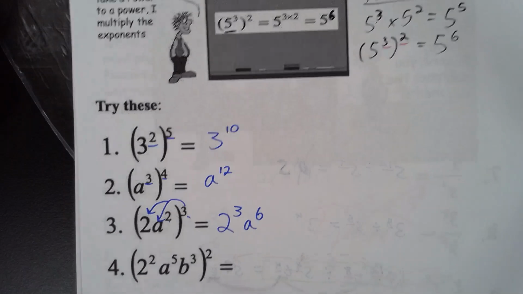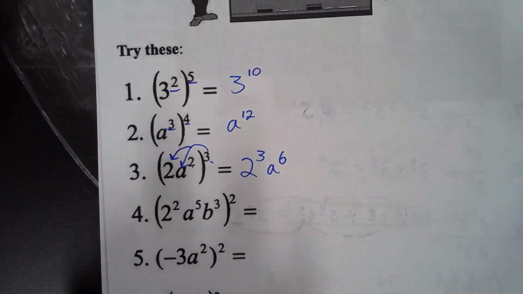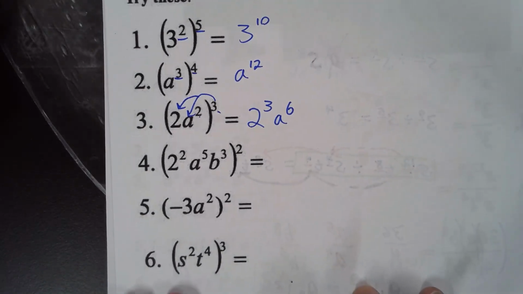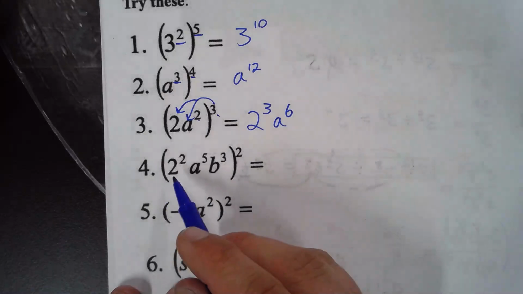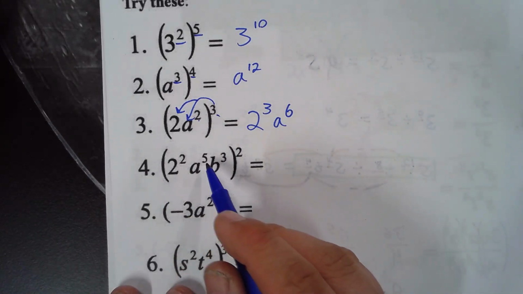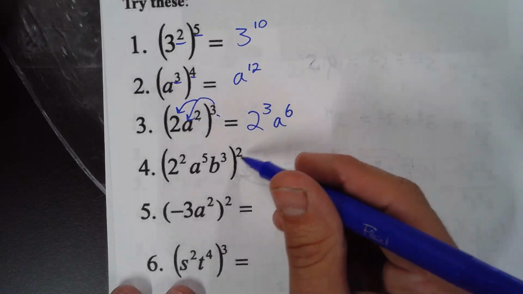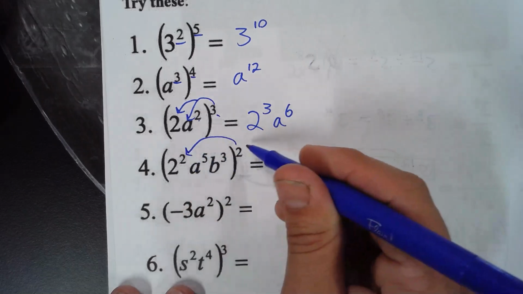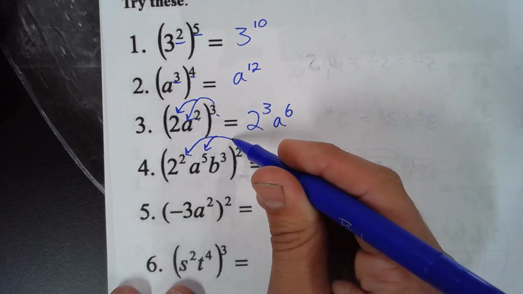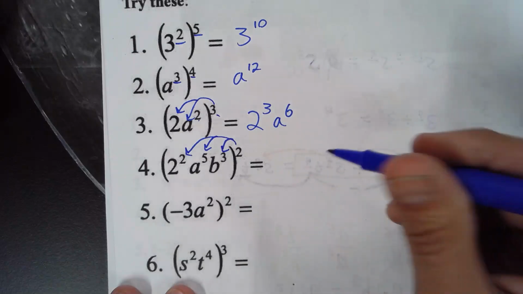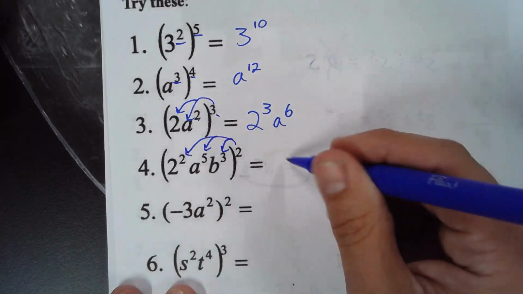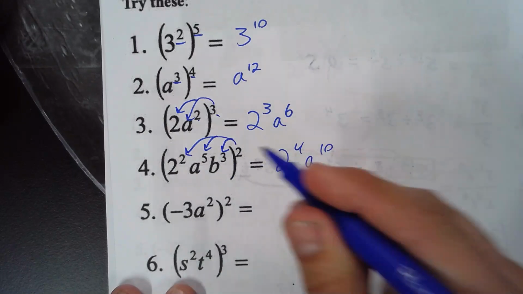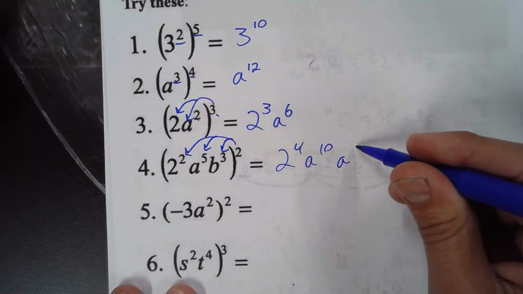Okay, so let's look at number 4. And now let's see if you guys can do number 5 and 6 on your own. So for 4, you have 2 to the second power times a to the 5th power times b to the 3rd power, everything raised to the 2nd power, which means that 2 is multiplying all of those exponents. So 2 times 2 is 4, so you have 2 to the 4th power. 5 times 2 is 10, a to the 10th power. 2 times 3 is 6, b to the 6th power.